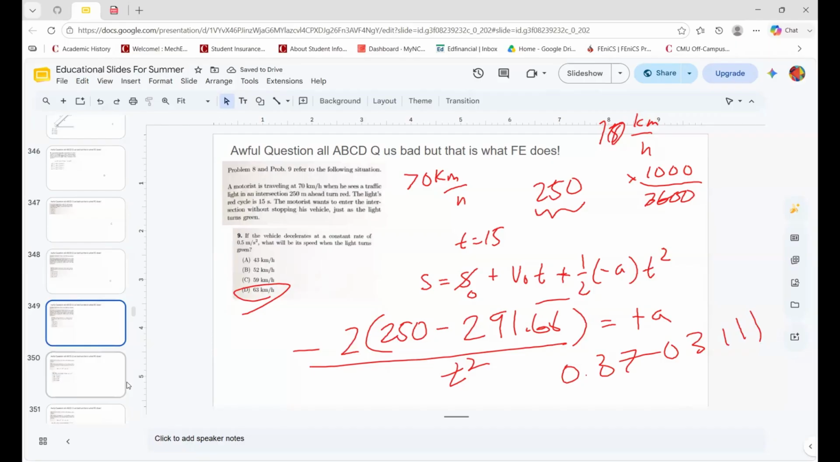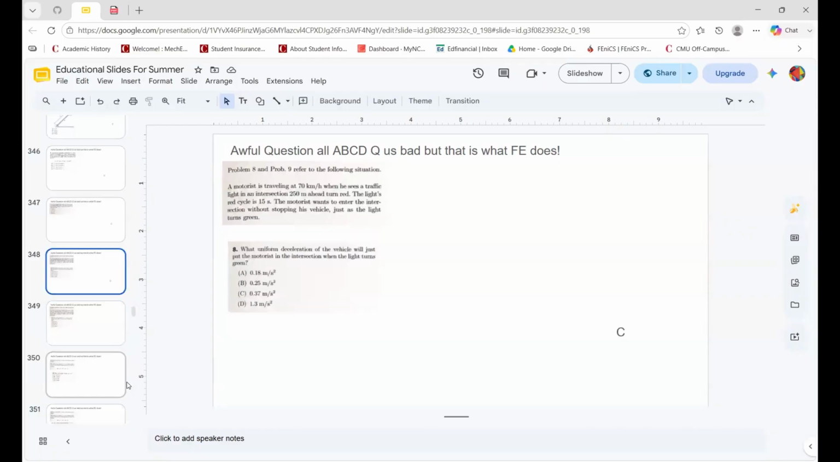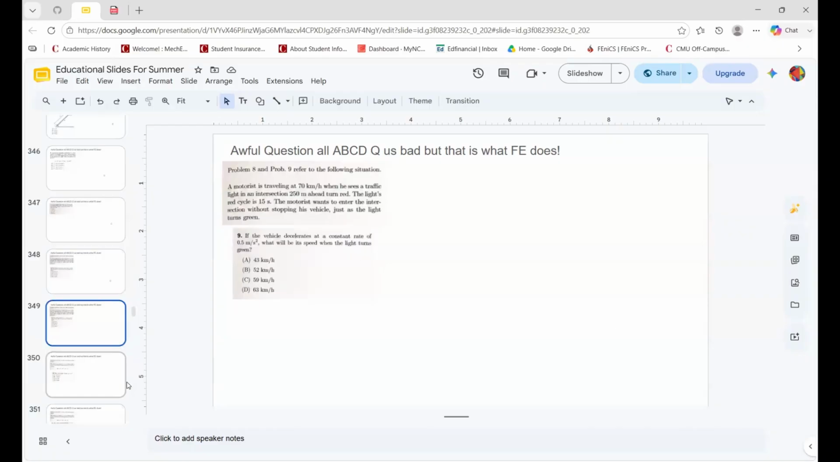Anyways, next one is this one. If the vehicle decelerates at a constant 0.5, what will the speed be when the light turns green? Well, you're going to get a ticket, is what's going to happen. Or is it going to be no? Oh, you're going to be fine, because that speed is less than... is this a constant? What will be its speed when the light turns green?